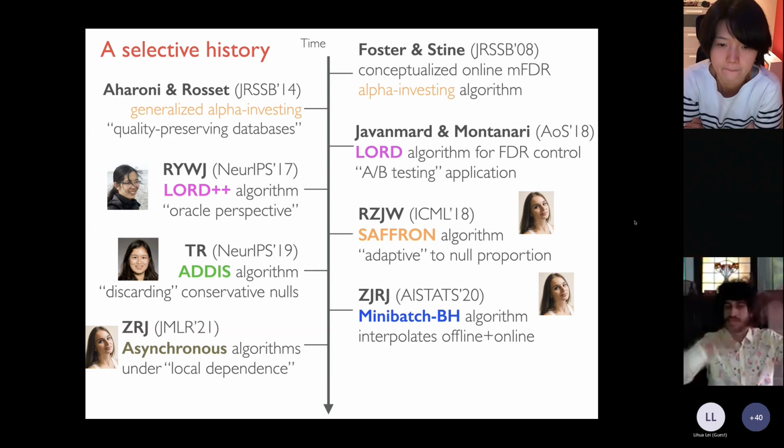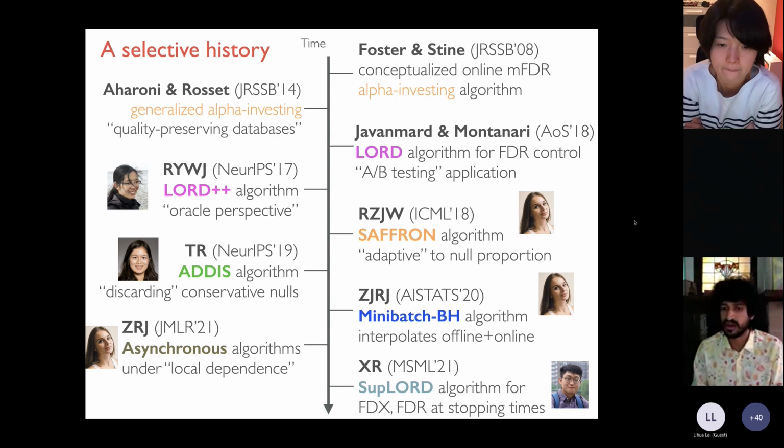And now these can be run completely asynchronously. The version I told you is one experiment after the other. But what if there are experiments starting and ending at different times and multiple experiments running in parallel, and some have stopped and some haven't, and so on. So you can do this completely asynchronously, but you can also handle some kind of local dependence between these different experiments that are running at the same time. And finally, the earlier works focused on FDR control at fixed times, but in a natural online setting like this, you might be interested in stopping times, like the time of the 100th discovery is a stopping time, and then you want FDR control also potentially at stopping times.